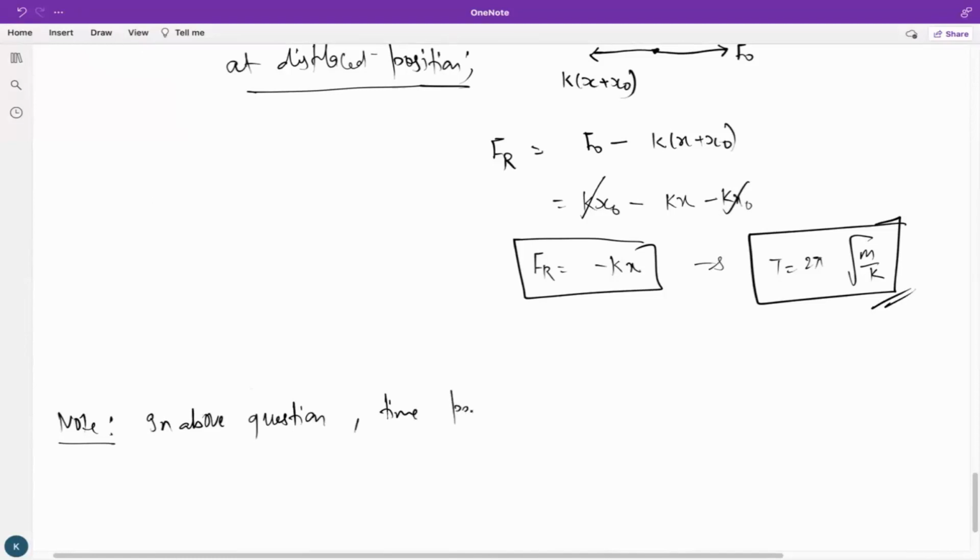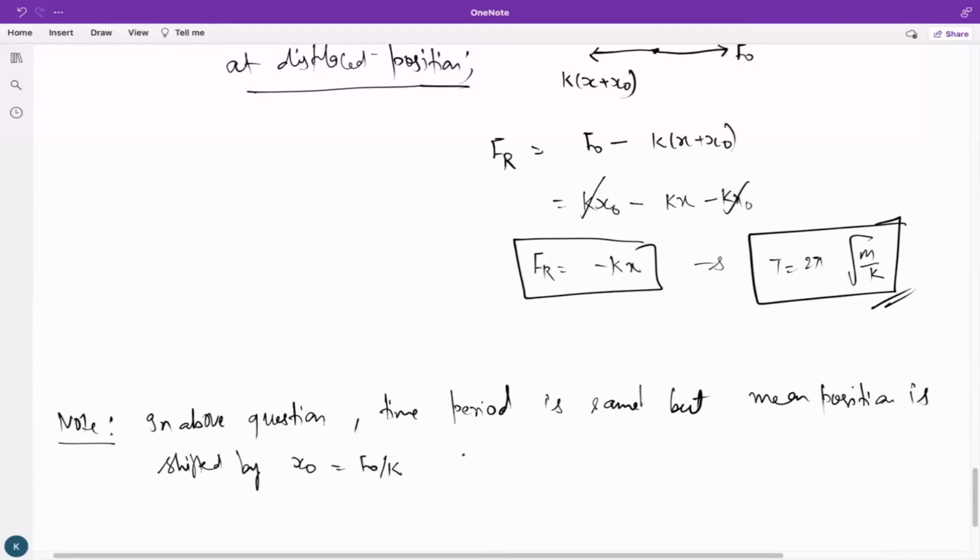So the only thing to note here is that in the above question the time period is the same but the mean position is shifted by x naught, which is equal to F naught by k, and the amplitude A is equal to x. So this is the thing that you have to keep in mind.